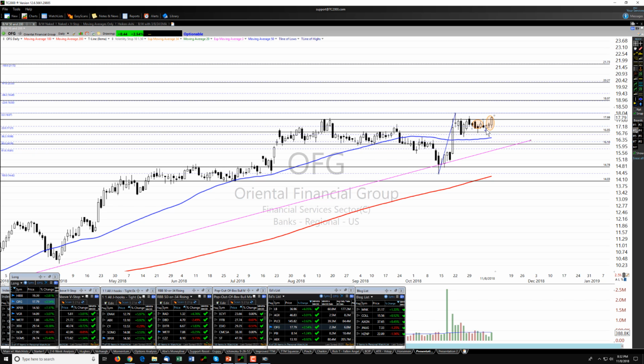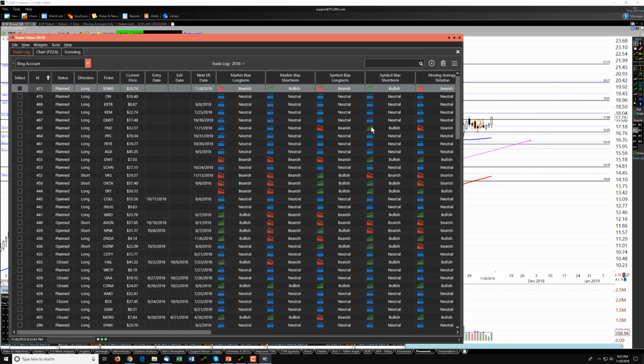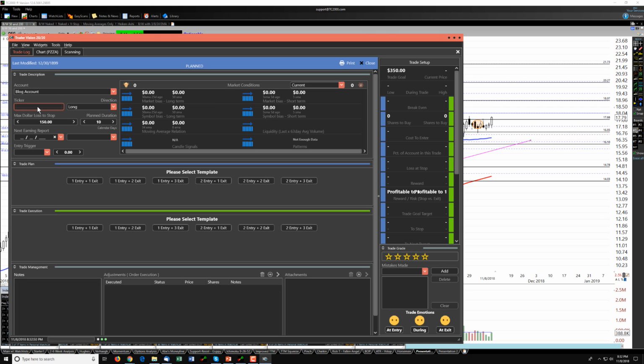That was not quite a signal. It was close to, but not quite. But nonetheless, let's plan that out. It's not giving us a lot of love here. 2 bullish and 3 bearish conditions. I can look past the long-term market bias.